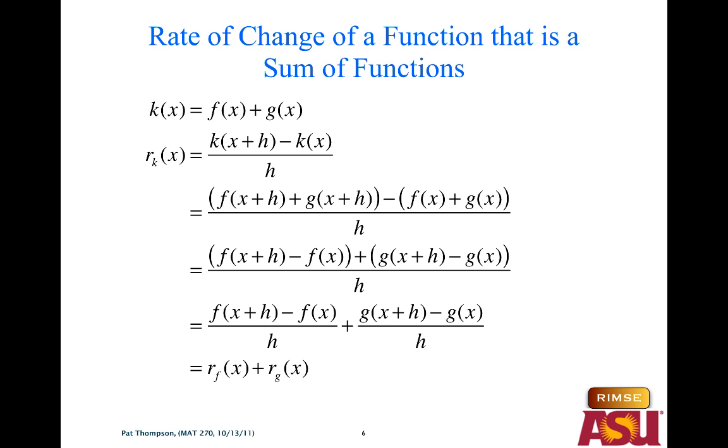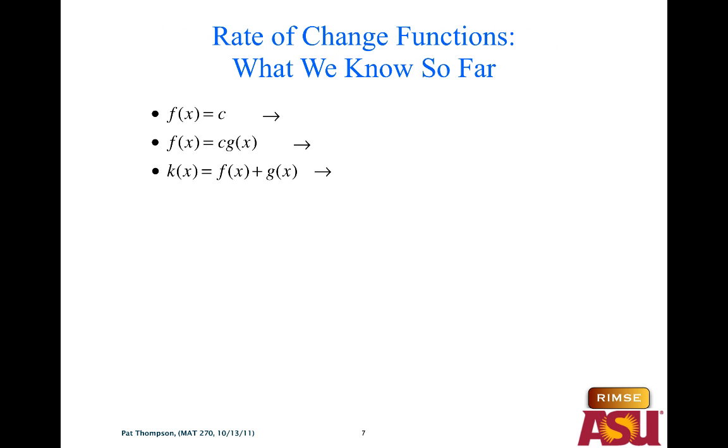Three rules now we got. We got three rules already. Once we learn the rule, we don't have to use the definition anymore. We can just apply the rule. So if the function is a constant, what's the rate of change? Zero. If the function is a constant times another function, the rate of change is? You hold on to the constant, take the rate of change of g, and multiply those. And if the function is a sum of functions, the rate of change is the sum of the rates.